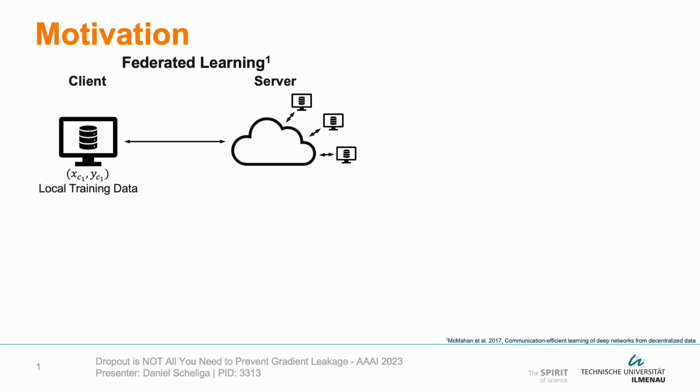In federated learning scenarios, multiple clients leverage their private local training data to collaboratively train a globally exchanged machine learning model. To do this, a central server instance sends the current model state to the participating clients. Initially, this model state is usually randomly initialized.